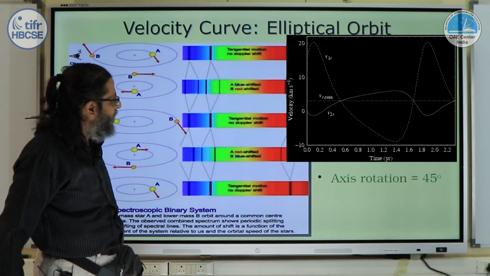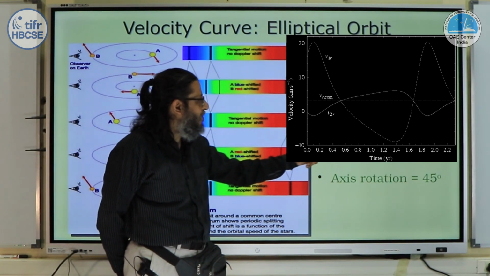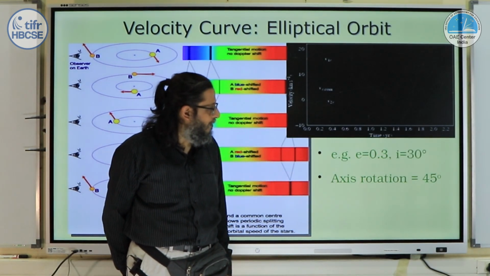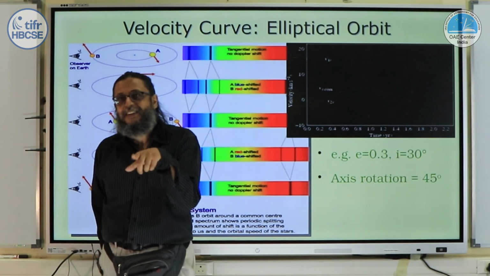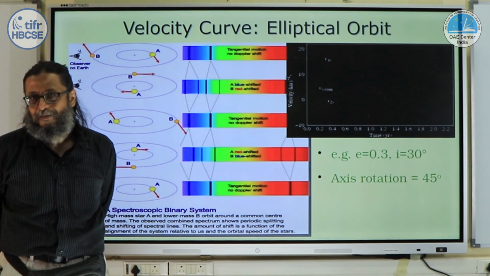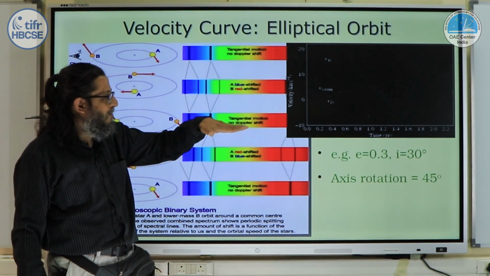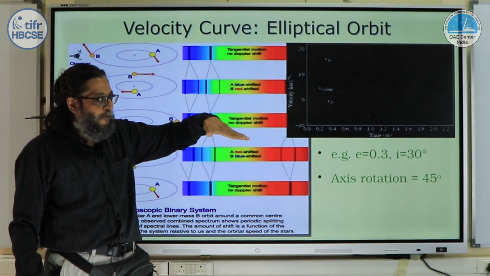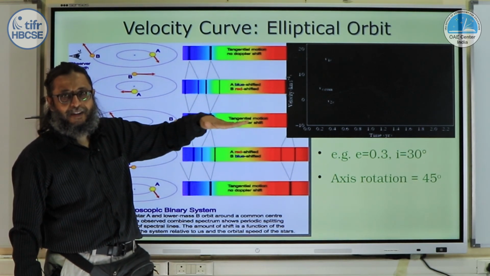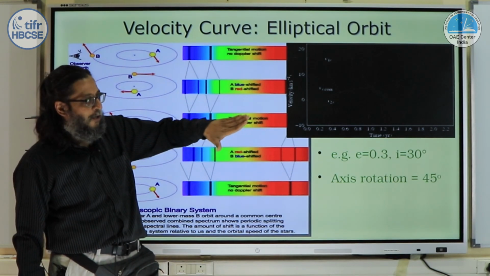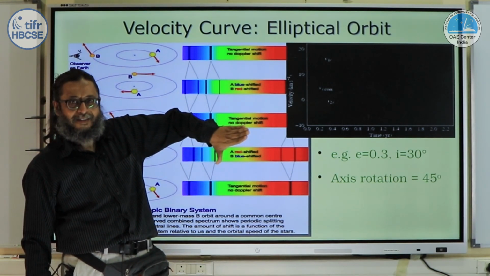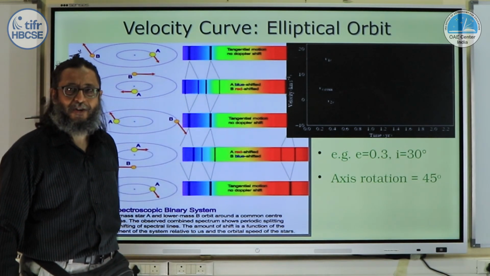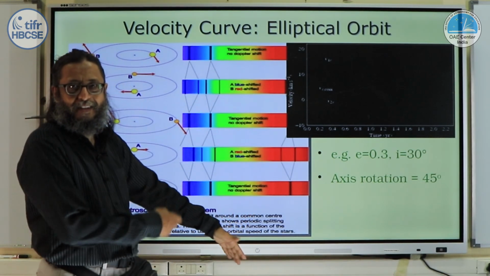So this is an example where eccentricity is 0.3, the angle of inclination is 30 degrees, and the axis of rotation is 45 degrees. Okay, so your plane is inclined at an angle of 30 degrees with the vertical, and the axis of rotation is given by this. Okay, that is 45 degrees. So your total plane is actually something like this, a combination of this and this. Okay, something like this.